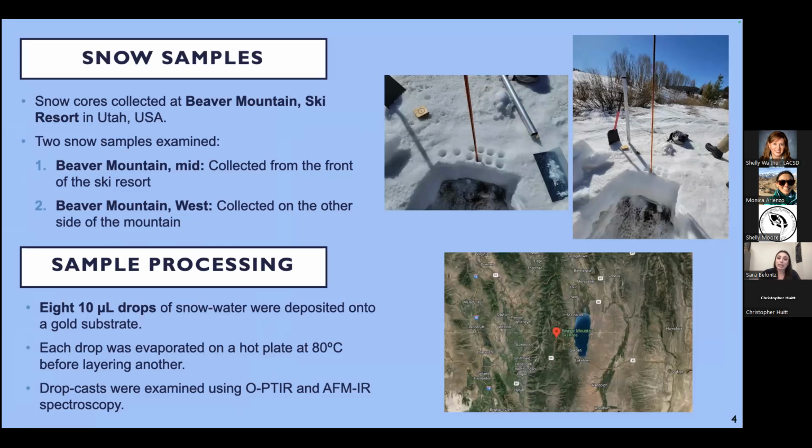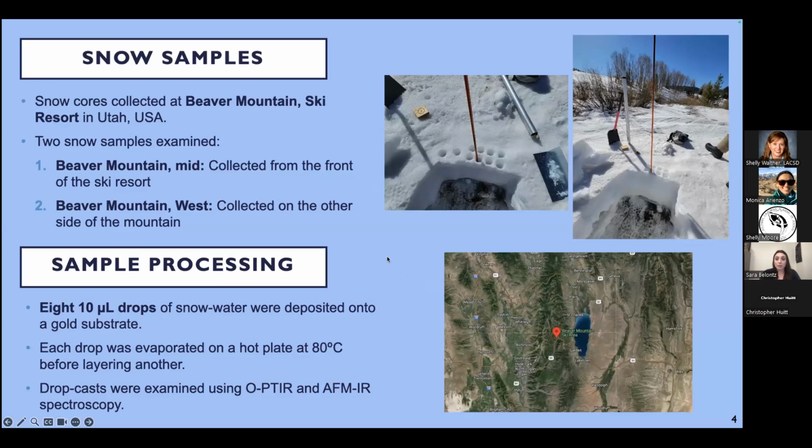So the samples that we're looking at today: we have a collaborator out in Utah, and she collected snow core samples out at Beaver Mountain Ski Resort in Utah. She sent us these samples, and one was collected in the front of the ski resort, and the other was collected on the other side of the ski resort. I don't have the specific coordinates right now because of conflicting schedules. We're going to meet and talk a little bit more about that and details about potential sources. But right now I'm talking about the preliminary results, which are still really interesting.